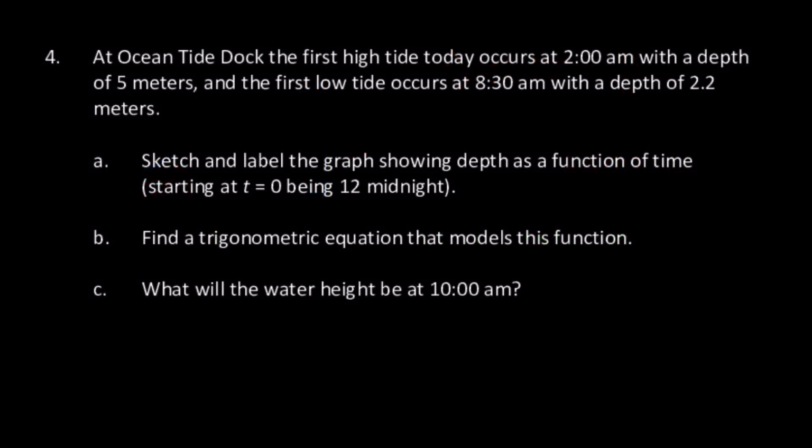Our next example is probably the most challenging one we'll have today. It starts out by saying, at Ocean Tide Dock, the first high tide today occurs at 2 a.m. with a depth of 5 meters, and the first low tide occurs at 8:30 a.m. with a depth of 2.2 meters. A, sketch and label the graph showing depth as a function of time, starting at t equals 0 being 12 midnight. B, find a trigonometric equation that models this function, and C, what will the water height be at 10 a.m.